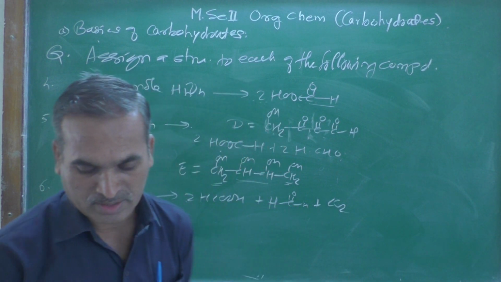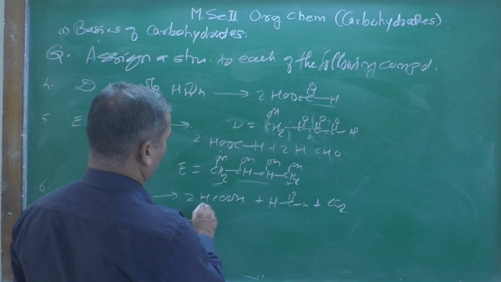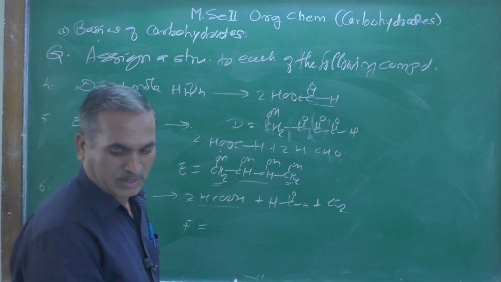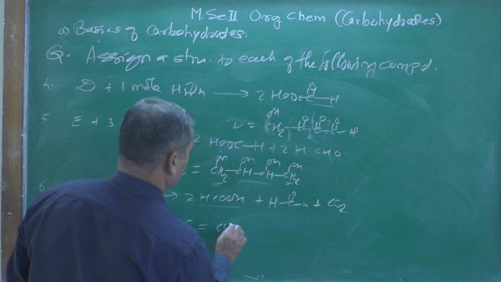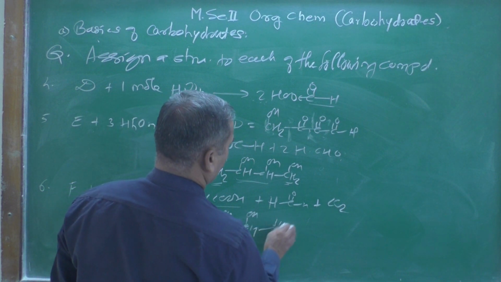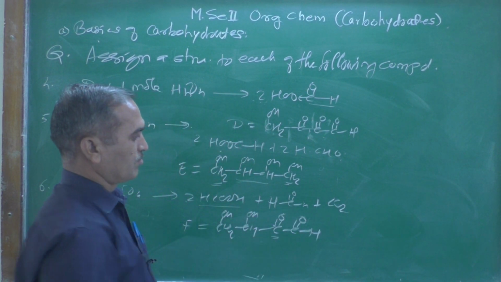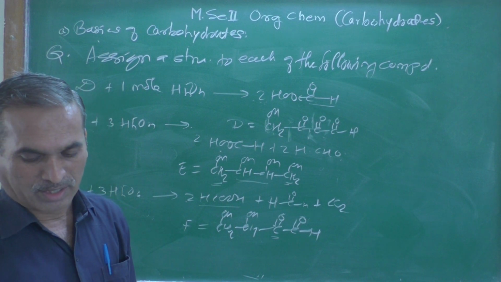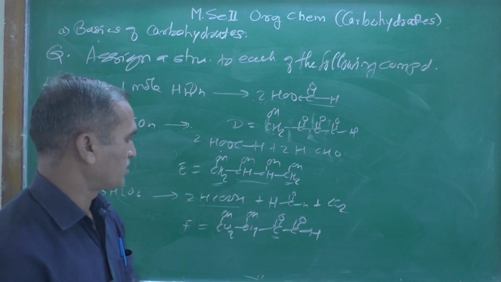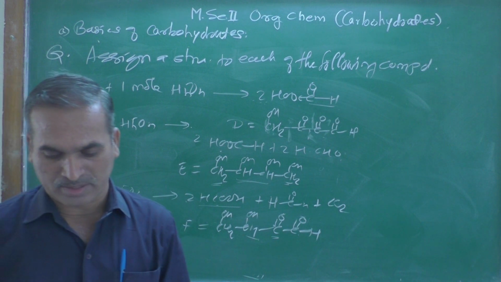The structure is like this. F has a structure, suppose the 2 formic acid means there are 2 aldehyde groups like this: CH2OH, then CHOH, then C double bond O, C double bond OH. This will give you the carbon dioxide, and the middle one will give the formaldehyde, and this last one gives you the formic acid. So that's why this is the structure of that.